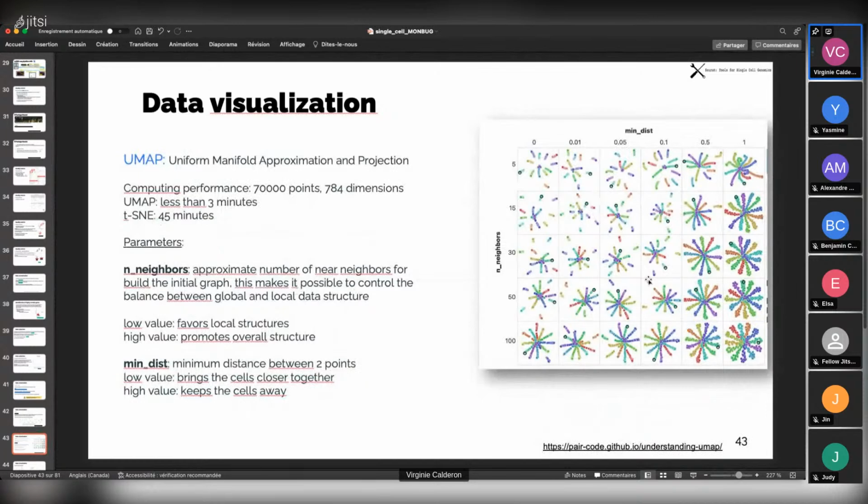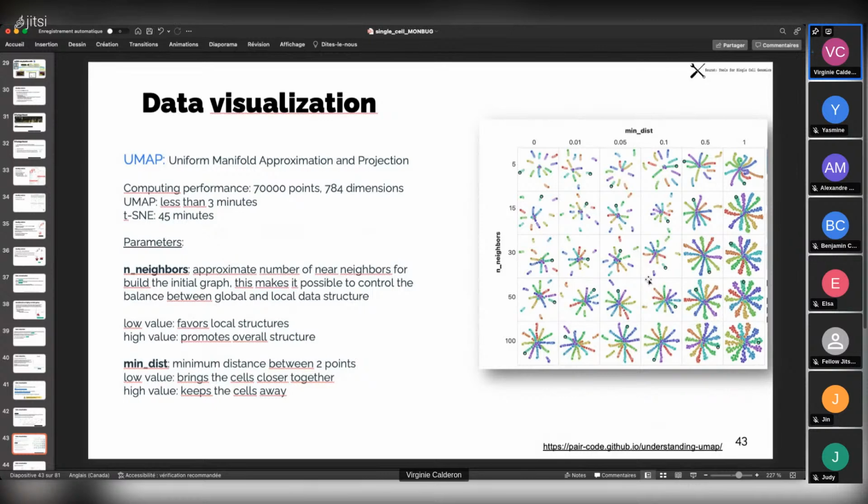For UMAP, there are a lot of parameters, but I will just explain two of them. So on the right here, you have a representation of one data set using pairwise parameters, the min distance and the n neighbors. So you see that the parameters have an impact on the aspect of the UMAP. So the first parameter is the n neighbors. It's the approximate number of neighbors that are close to the cells.